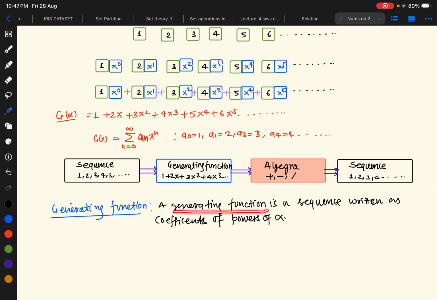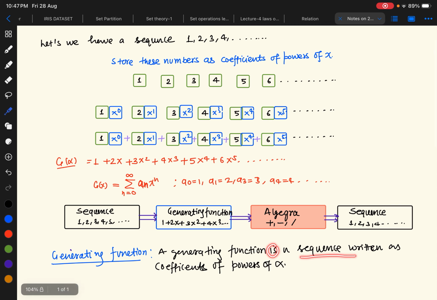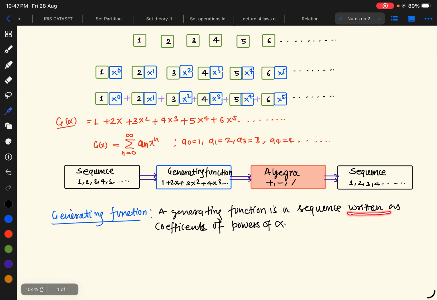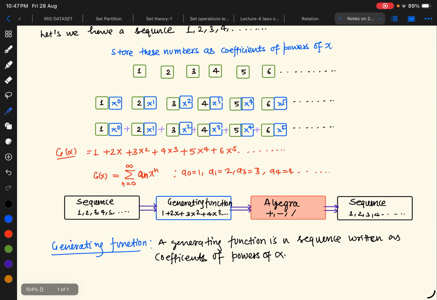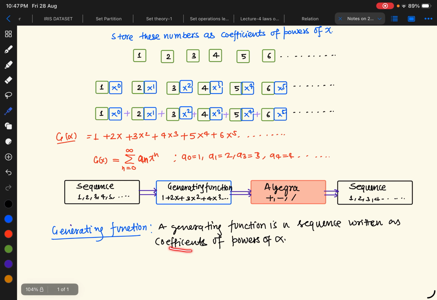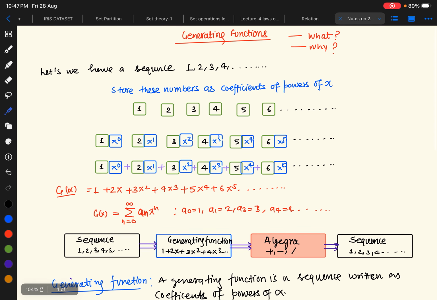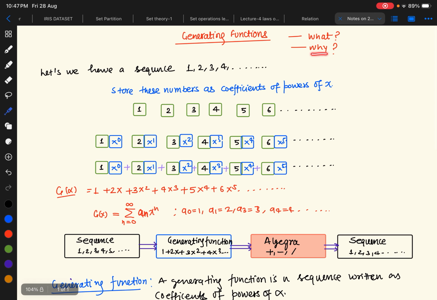Now we'll move forward and see the definition of a generating function. A generating function is a sequence, written as coefficients of powers of x. The sequence I have written, you can see, these are what we had as the sequence. I have written them as coefficients of powers of x.